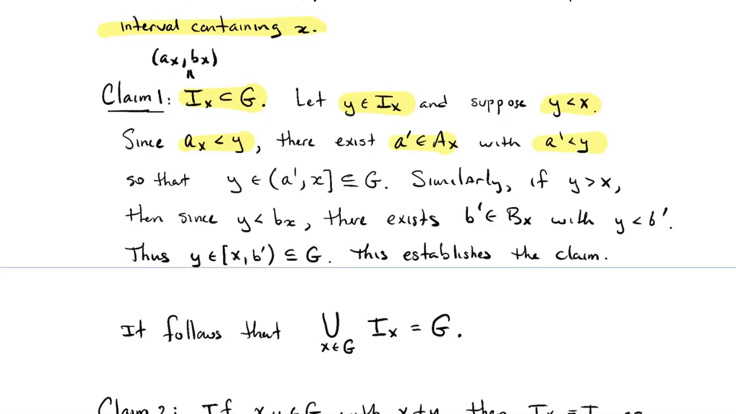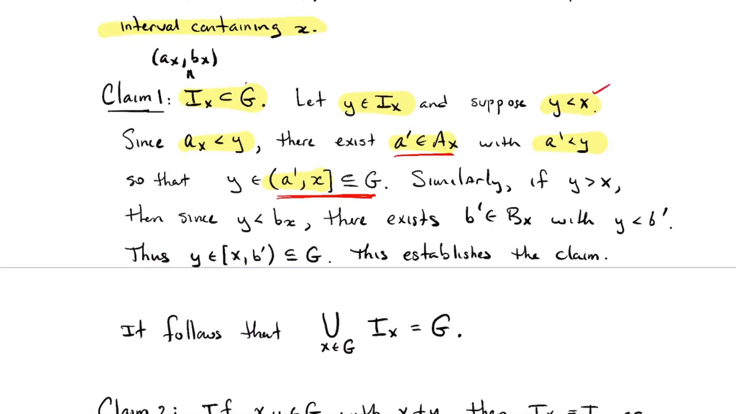So y is bigger than a prime, but y is less than x, so it's in the interval from a prime to x. But if a prime belongs to capital A sub x, that entire interval is in G by definition. So therefore, y is in G. So there's one case: if y is strictly less than x, then y belongs to G. That's what I want.